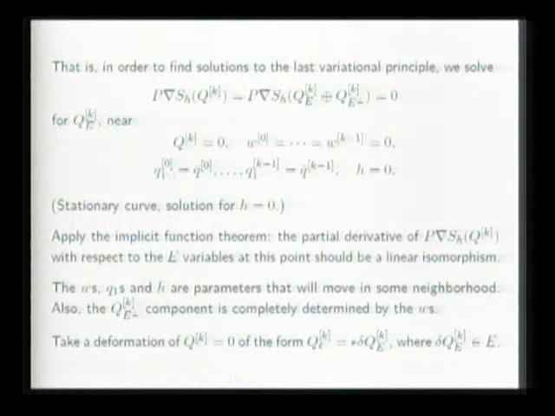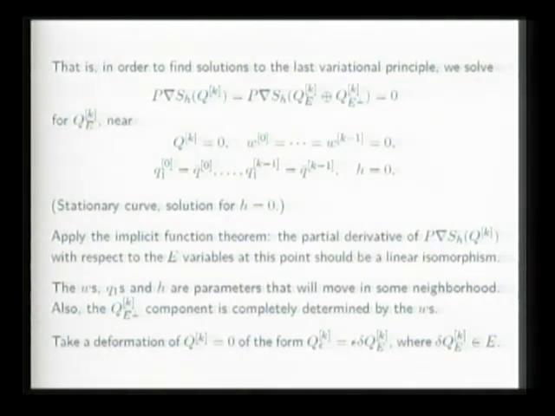So in this equation here, we want the partial derivative of this expression with respect to this variable here, which is what we want to solve for, to be a linear isomorphism. And these W's, actually the Q bars, I should say, the initial values for your boundary value problem, and H will be regarded as parameters that one can change, one can move in some neighborhood.